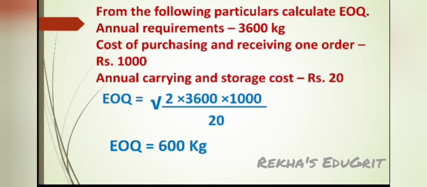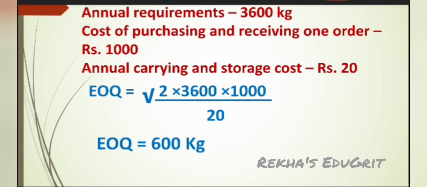From the following particulars, calculate economic order quantity. Annual requirement 3600 kg. Cost of purchasing and receiving an order rupees 1000. Annual carrying and storage cost rupees 20. So here the formula for EOQ is root of 2 into C into O divided by I. Here C is the annual requirement, given as 3600. Then O is the cost of placing an order, rupees 1000. Then the annual carrying and storage cost is given directly as rupees 20. So it's a very easy question, isn't it?